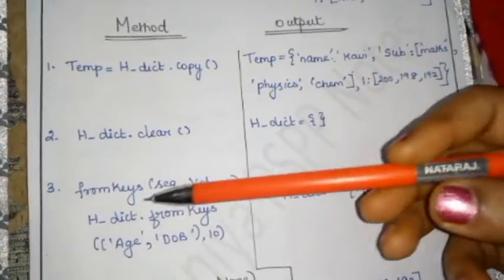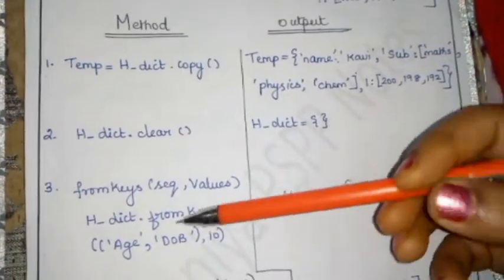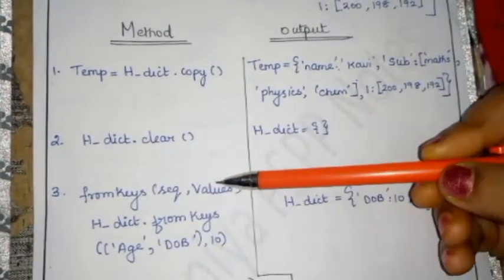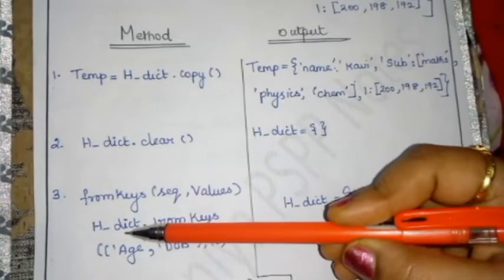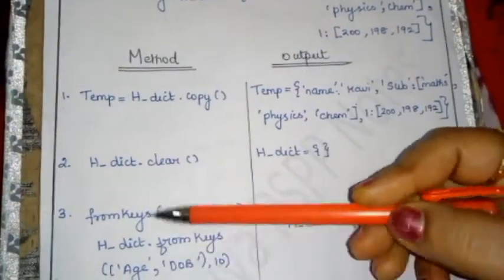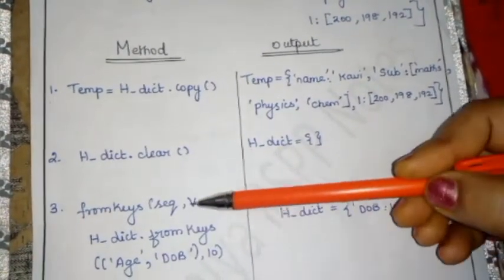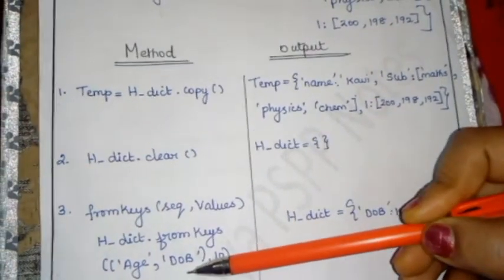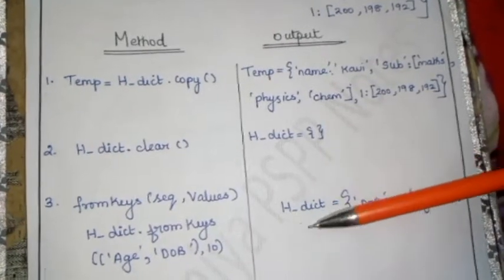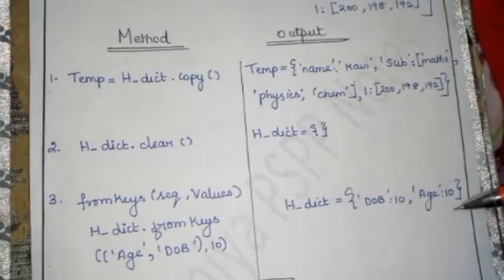Next is fromkeys, sequence comma value, okay? This is a method, right? So you have to use it with the object, that is my dictionary, h_dict.fromkeys. So these are my sequence and these are my values. Sequence, age and DOB are my keys, and the values are 10. Okay, so the output will be h_dict equal to DOB is equal to 10, age equal to 10.